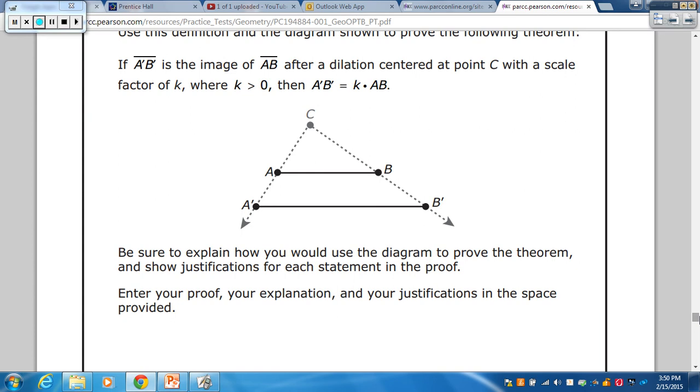For this one, number 16 says that we have a dilation and that we want to prove, in the diagram, the following theorem. As long as the factor is greater than 0, it implies that this new segment is going to have to be longer than AB. Be sure to explain how you would use the diagram to prove the theorem and show justification for each statement in the proof. Enter your proof, your explanations, and your justifications in the space provided.